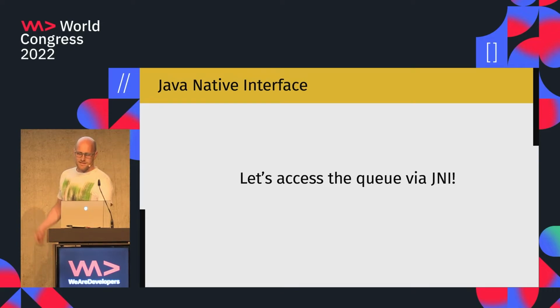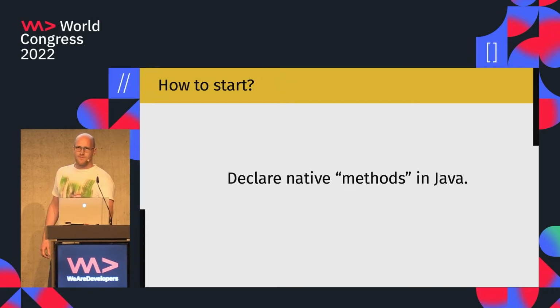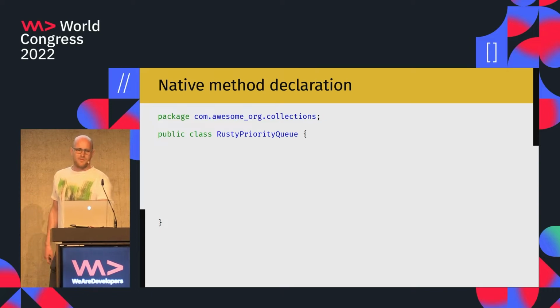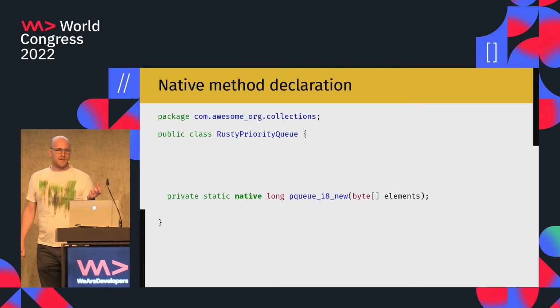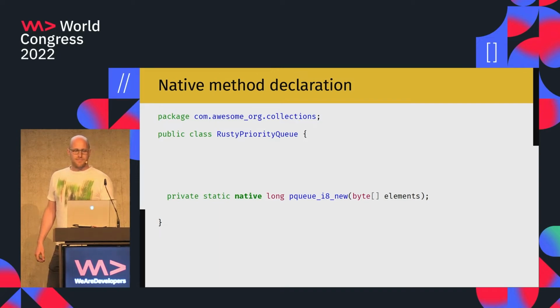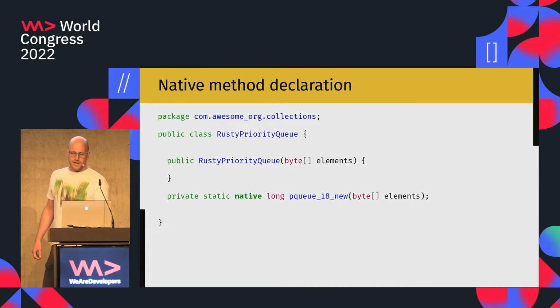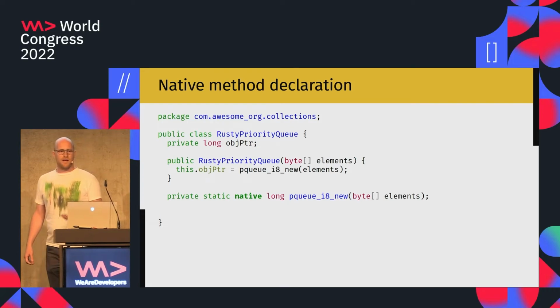OK, let's try this and access the queue that was presented via JNI. Where do we start? First, we have to declare native methods in Java. That's actually pretty simple. We, for example, create a RustyPriorityQueue in a collections package. Then we declare a method pretty similar to how you would declare an interface method, except that we also add the native keyword in the front. And then we can just call it and, for example, pass the elements array in the constructor.